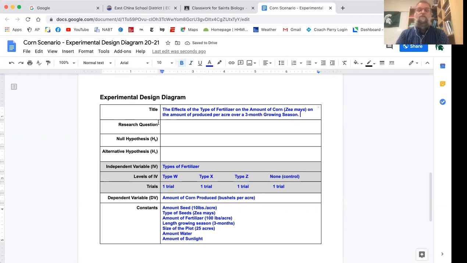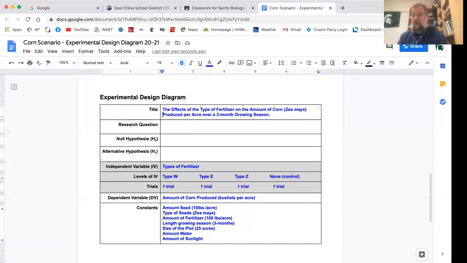And so this is typical for a good title. I just plug in the effects of the independent variable, the types of fertilizer, on the dependent variable, the amount of corn, the maize. On the amount of corn, I've got some extra words here, produced per acre over a 3-month growing season. So I'm also defining when this is taking place.